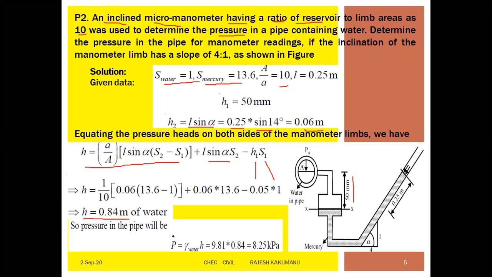Now what is the pressure? The same formula. Pressure P is equal to W into H, or gamma water into H. Therefore, 9.81 into 0.84 is equal to 8.25 kilopascals.